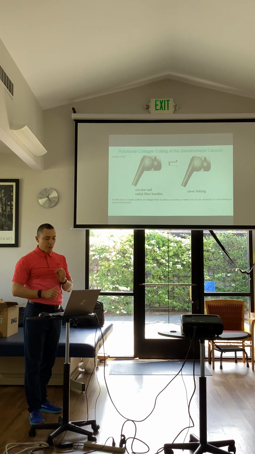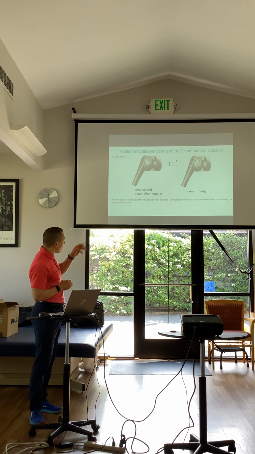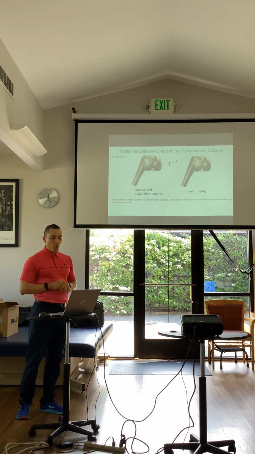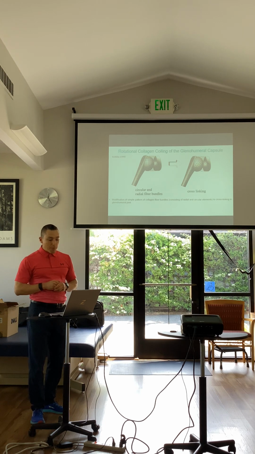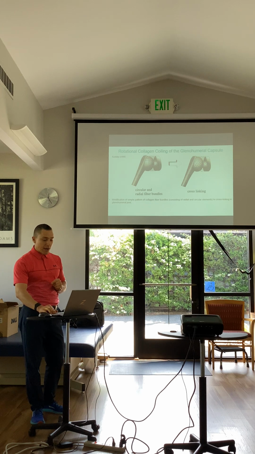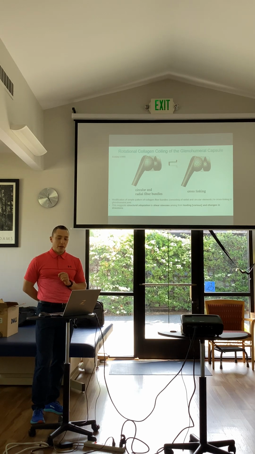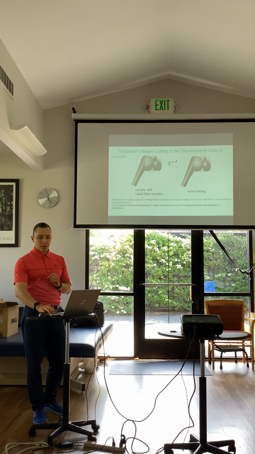So circular and radial fibers are shown in one instance, the one on the left. And then you have cross-linking, advantageous, more complex. The modifications of a simple pattern of collagen fiber bundles that is consistent with radial and circular elements, to that of cross-linking in the glenohumeral joint, is what you're looking at. This suggests that structural adaptations to shear stressing and loading in various directions, and changes in direction, allow for cross-linking to take place.